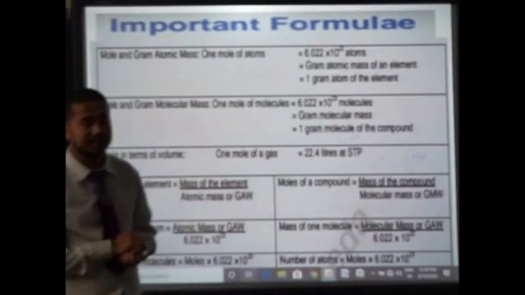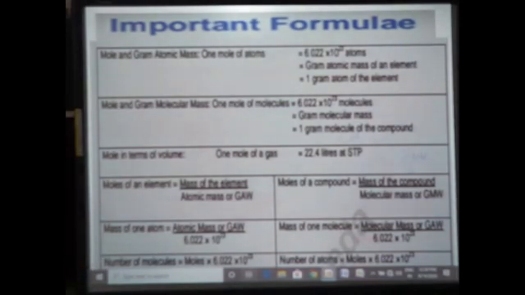Then important formula, mole and gram atomic mass. 1 mole of atom is equal to how many atoms? 6.022 into 10^23 atoms. That is also equal to gram atomic mass of an element. 1 mole of atom means gram atomic mass of an element, which means 1 gram atom. That means if I say 1 gram hydrogen, 1 gram hydrogen means 1 mole of hydrogen, and that will have Avogadro's number of atoms.